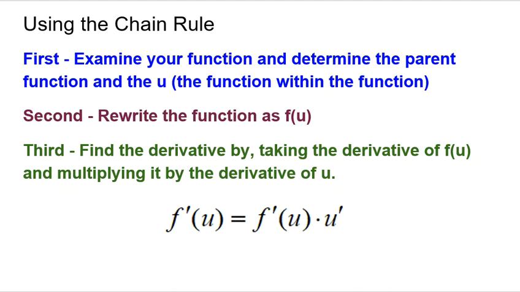Then, here's the rule. Find the derivative by taking the derivative of f of u and multiplying it by the derivative of u. So this is what you probably won't find in a lot of textbooks, but this is how I think it makes the most sense to think about the derivative with the chain rule. So to find the derivative of a composite function, you basically find the derivative of the parent function, and then you multiply that by the derivative of the function within it. Now, it still may seem confusing, but that's because we haven't seen an example yet. Once we see some examples, you're going to realize how unbelievably easy this is.